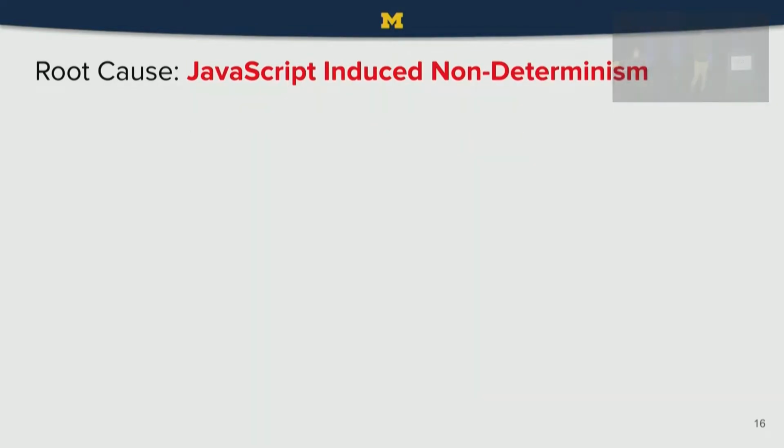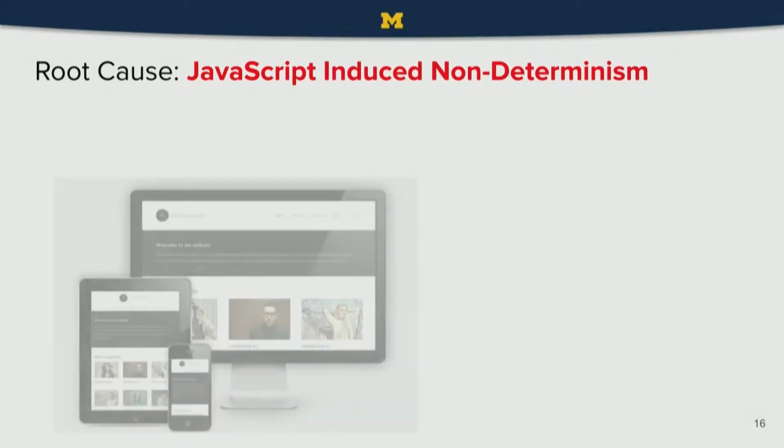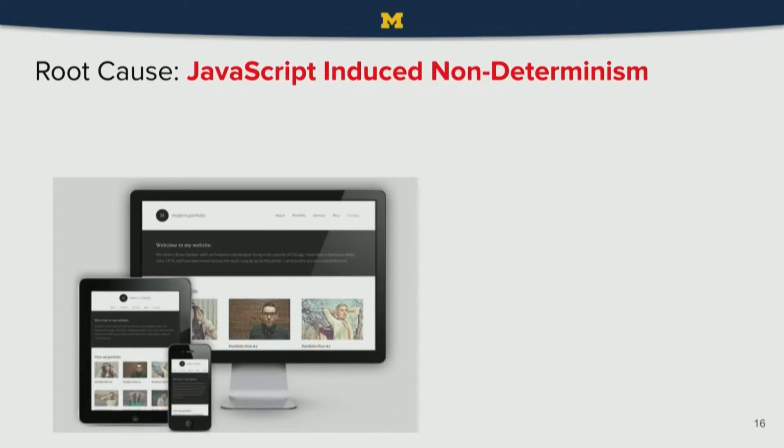The second negative impact of JavaScript is the inherently induced non-determinism. A lot of you must be aware that when you load a given web page on different devices, the page renders differently. How does this work? Client-side JavaScript inspects the client device information and as a result decides which URLs to fetch.